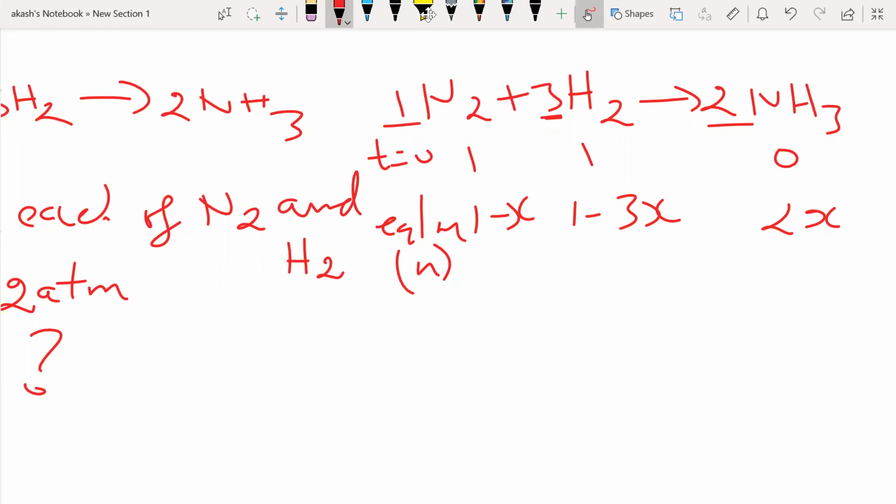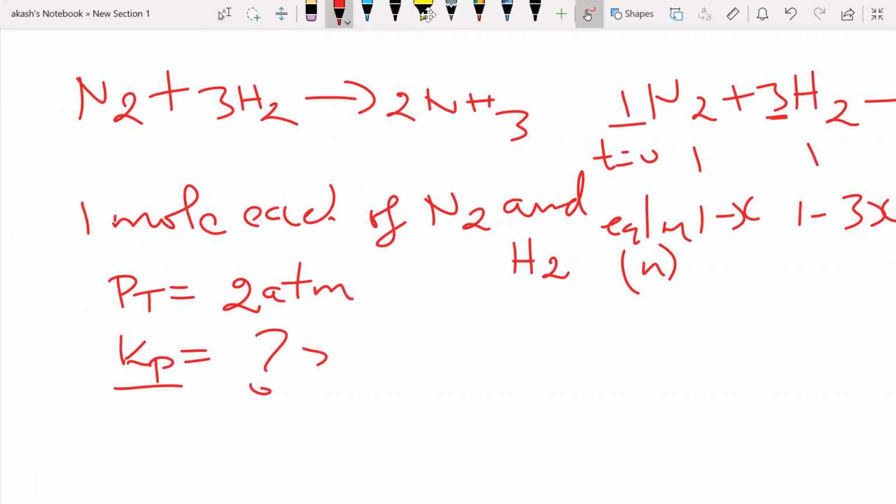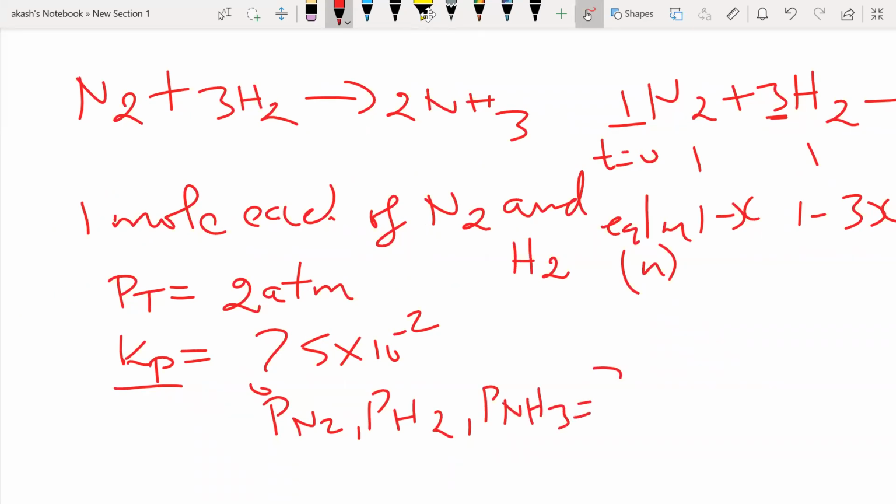Oh, yeah, you need the x value, isn't it? I should have given it. Or the better question would have been, I should have given you the Kp value, say some 5 into 10 to the power minus 2, and I should have asked you what are the individual partial pressures of N2, H2, and NH3. This would have been a better question. This is actually a good question. Okay, anyways, I'll do the problem for you.